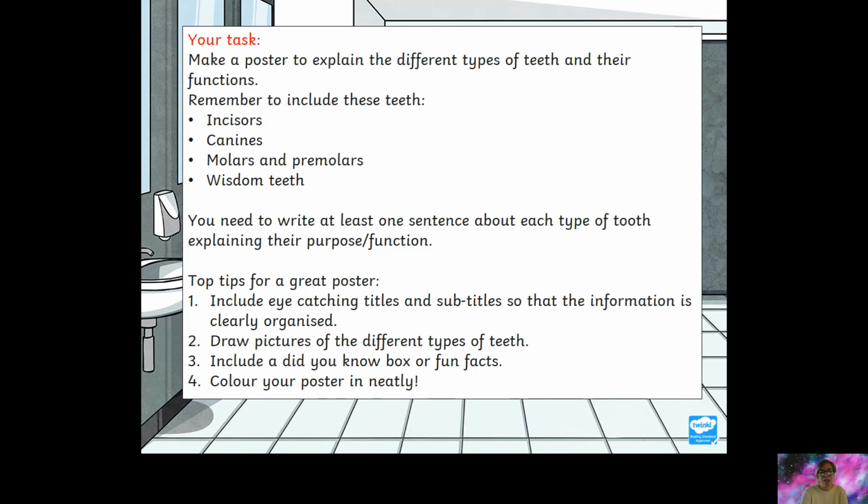And I've got some top tips there for a great poster. It needs to include eye-catching titles and subtitles so that the information is clearly organised. You need to draw pictures of the different types of teeth, include a did you know box or fun facts, and colour your poster neatly. Okay, so that is your task for today.